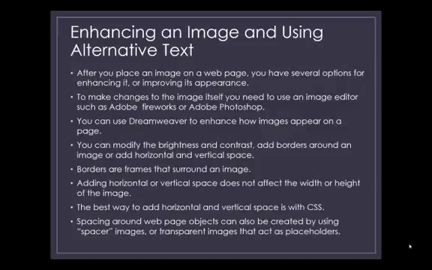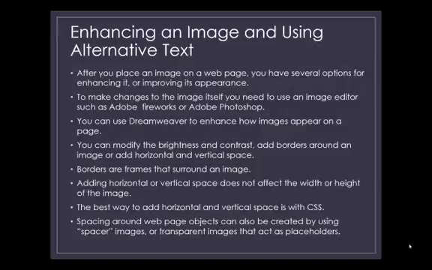For example, you can modify the brightness and contrast, add borders around the image, or add horizontal and vertical space. Borders are simply frames that surround an image, and horizontal and vertical space will be blank space above, below, and on the sides of the image that will separate it from text and other elements on your page.